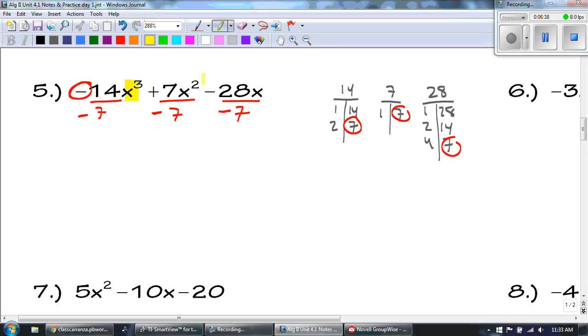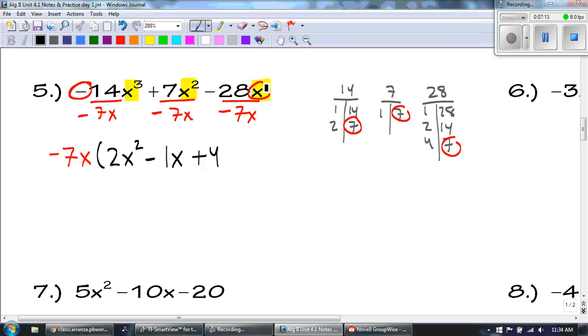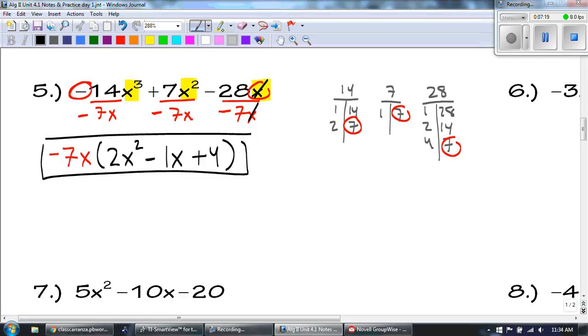Okay, now they all have x's. My GCF is going to be the smallest one. So negative 14 divided by negative 7 is a positive 2. X cubed divided by x is going to be x squared. Positive 7 divided by negative 7 is going to be a negative 1, negative 1x. Now you don't have to have that 1 in your final answer. Negative 28 divided by negative 7 is a positive 4. And then the x's cancel. And that's it.